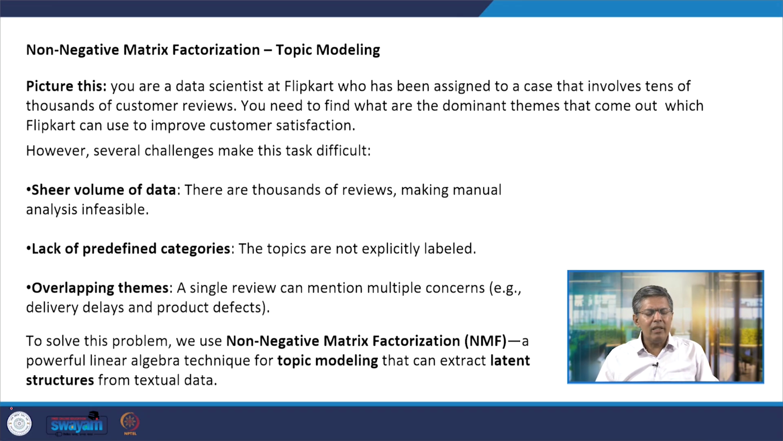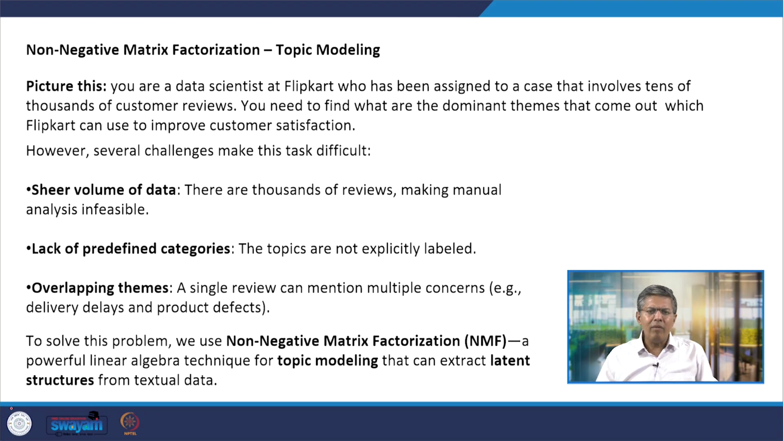The third is overlapping themes. Some themes may overlap, so a single review can mention multiple concerns, for example delivery delay and product defects. Delivery issues, defects during delivery, and product challenges can be overlapping themes. When these themes overlap, it again creates confusion.